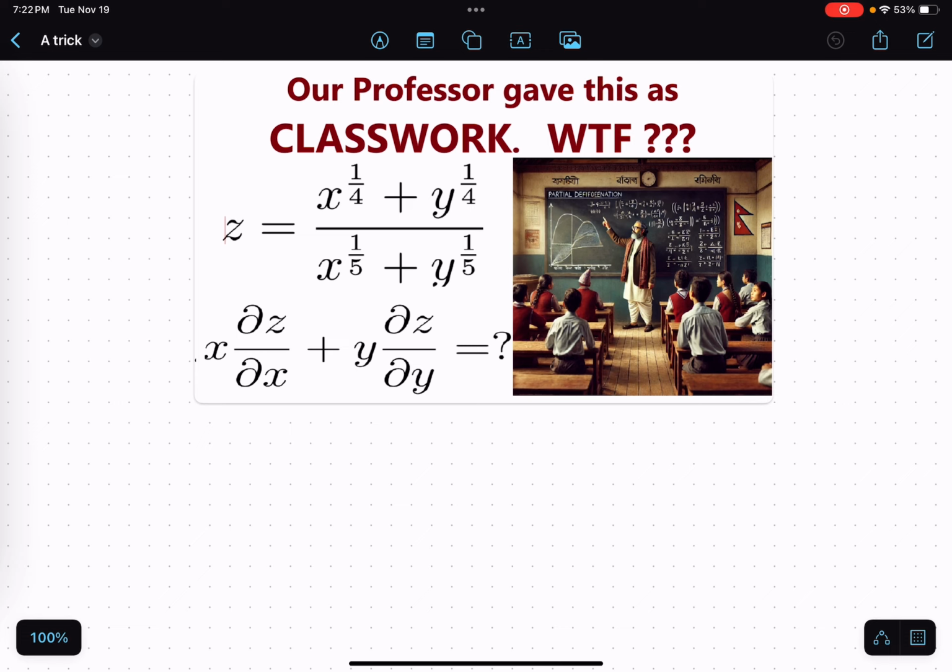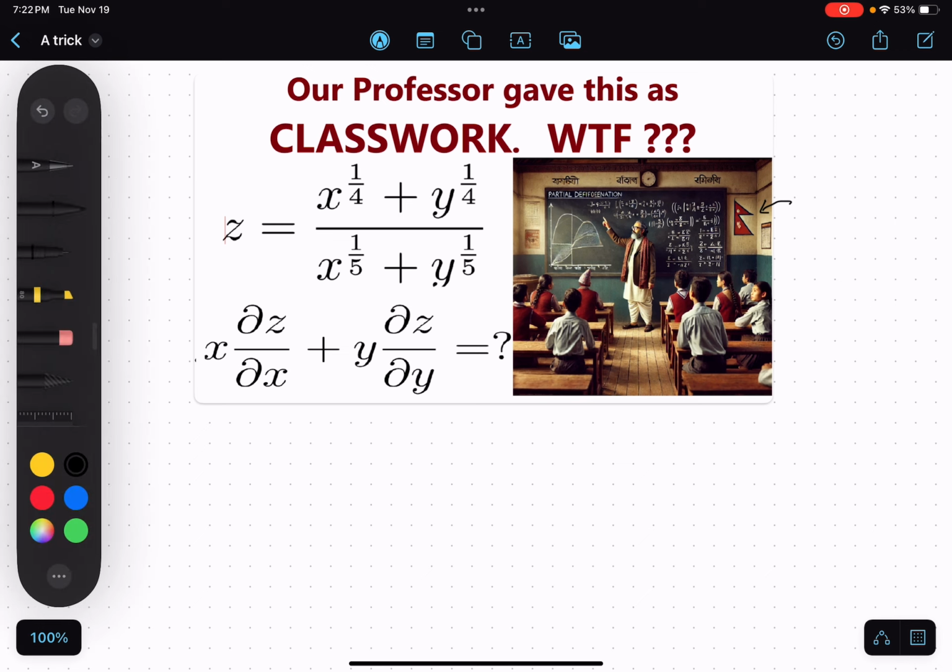And there's an image of a Nepali classroom. I asked AI to generate a typical Nepali classroom, and the AI generated that. Note that there's a spelling error, but I can't blame AI for that because AI is just in the training mode.